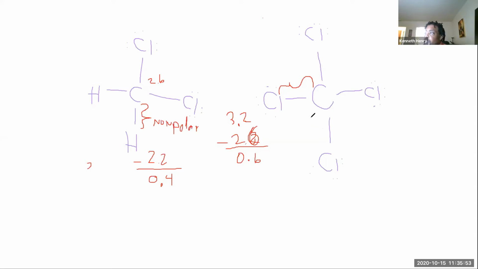So what's happening is that polar basically means that the electrons are moving to one side or the other. The one who's the most electronegative is going to have the electrons towards them more. So the electrons are moving in that direction, this direction, this direction, and this direction.